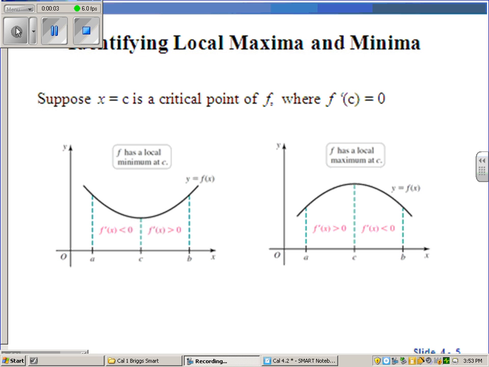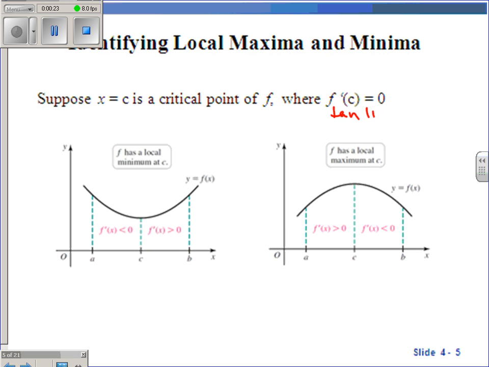Okay, we want to find the places where the local maximum and minimum occurs now. Maxima is just the plural of maximum, and minima is the plural for minimum. Suppose that x equal to c is a critical point, and we know that the derivative is 0 there. So that's telling us that the tangent line is horizontal, and the derivative exists, so it's not going to be a sharp corner.